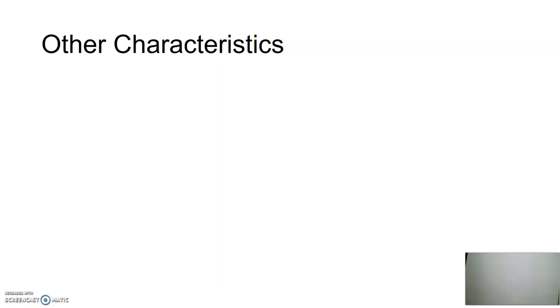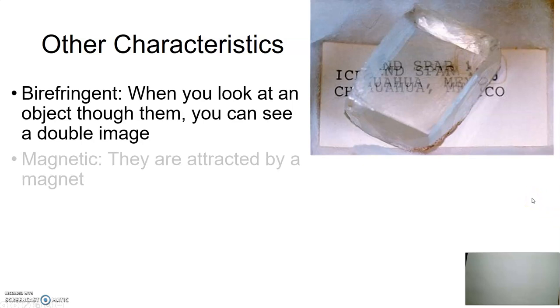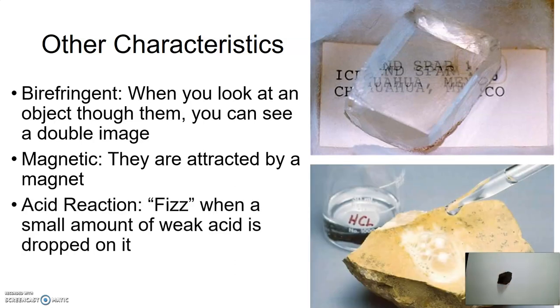Some other characteristics. Birefringent. With some minerals, when you put them on top of writing, you'll get this kind of split, double vision called birefringence when you look through it. So that's indicative of the characteristic of the mineral. Not all minerals do that. Some minerals are magnetic. So one way to easily identify some minerals is that a magnet sticks to them.